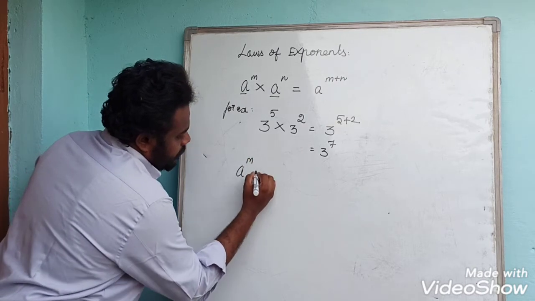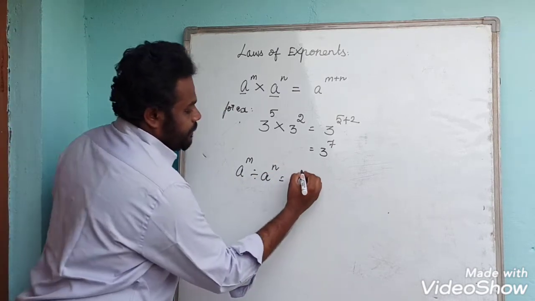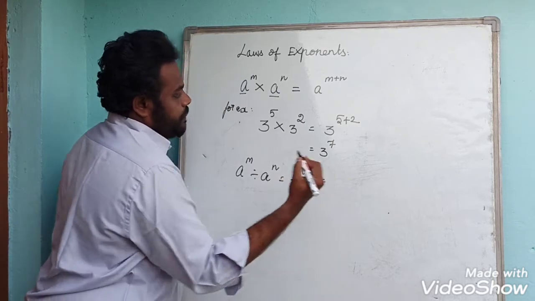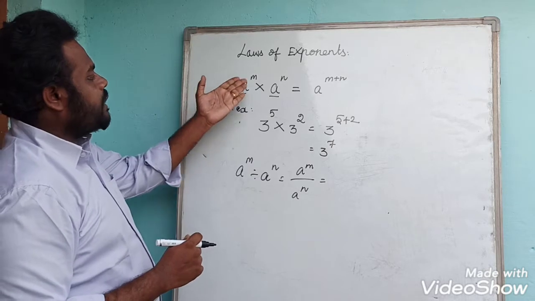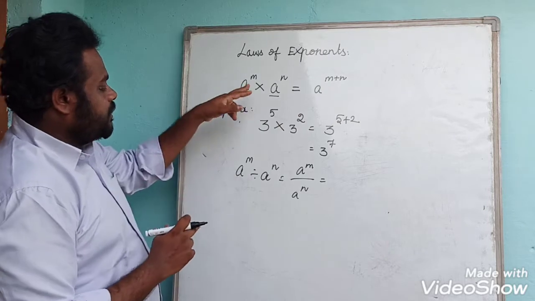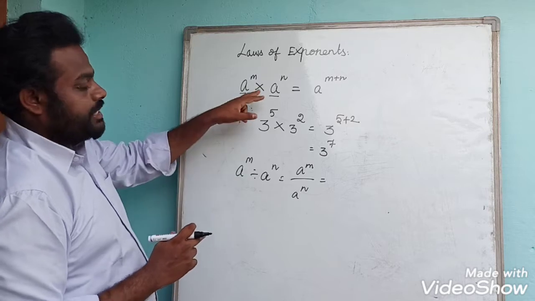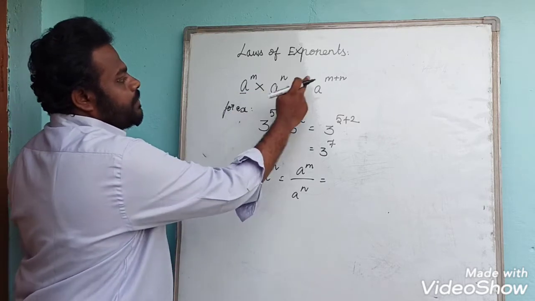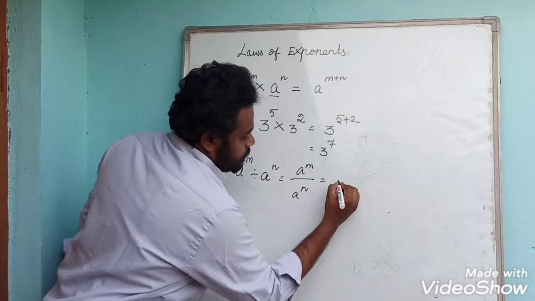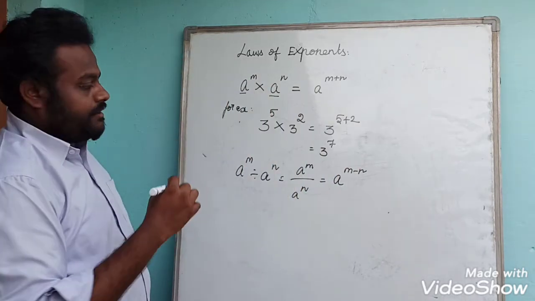So this is the condition for multiplication as well as division. A power m divided by a power n. So this one can be written in the fraction method, a power m divided by a power n. In multiplication, base are same, we have to add the power. In division, because division is the inverse of multiplication, we have to subtract the power. So we take the common base and subtract the power. So m minus n.